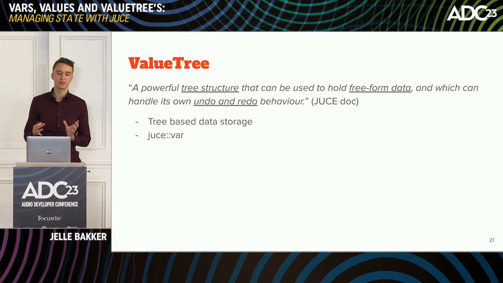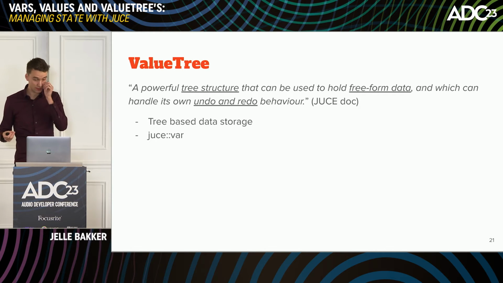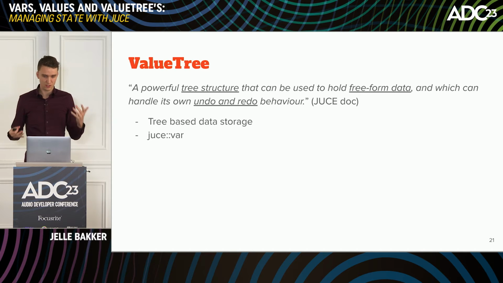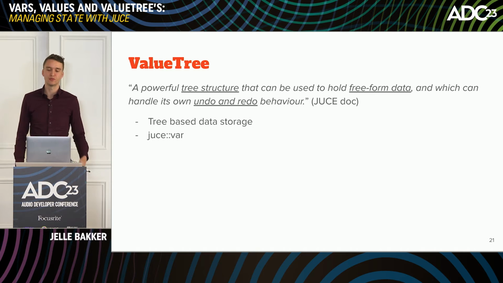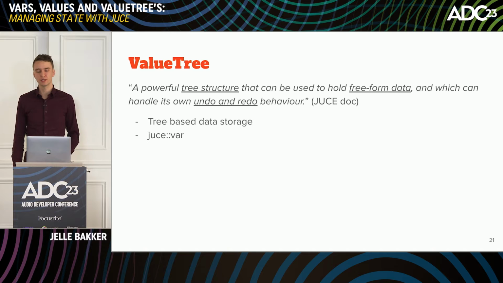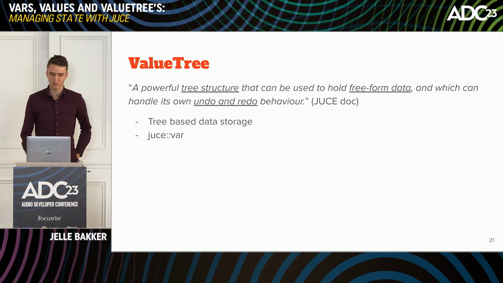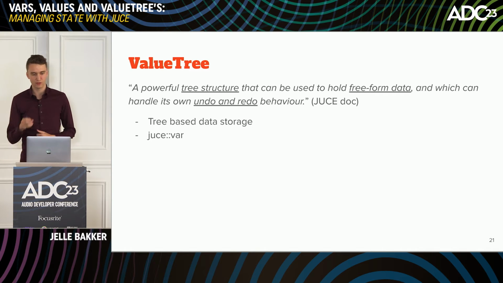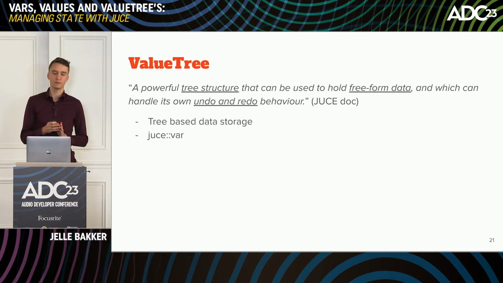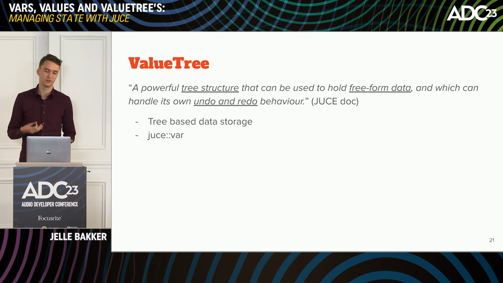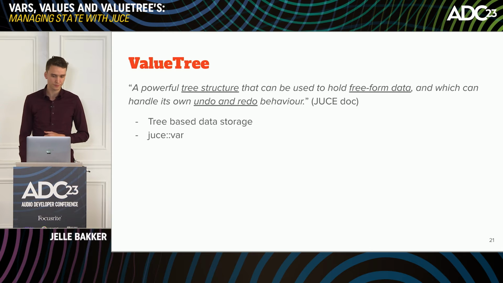It's free-form data, and it does that using the JUCE var. JUCE var is similar to vars in other languages, like JavaScript, where it stores sort of any data, but mostly it's used for primitive types and strings. But it can also store arrays and some other things. But if you want to be able to serialize your ValueTree to XML, you have to make sure that the vars you use do not store complex things that do not have a string representation. So yeah, you want to mostly use it for strings and numbers and stuff like that.